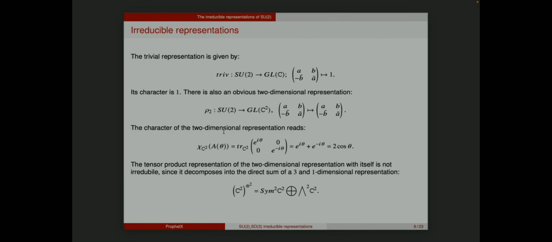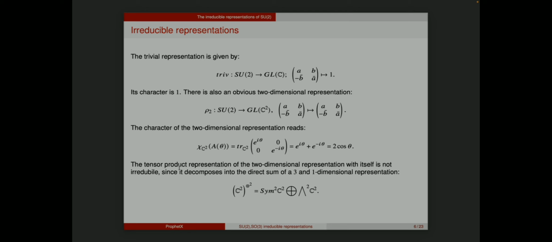Okay, so there's also an obvious 2-dimensional representation. In physics, this is called the standard representation. And the character of this is just given by, we can compute the character only on the conjugacy classes, as we saw. And then using that, we get that the character is 2 cos theta.